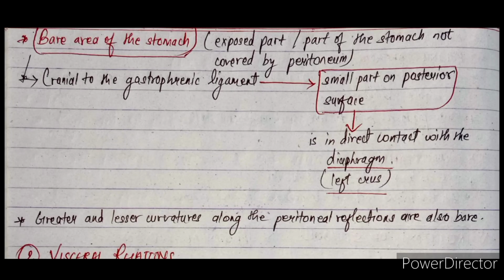Now we will study about the bare area of the stomach. So basically bare area means exposed part, that is part of the stomach which is not covered by the peritoneum. So cranial to the gastrophrenic ligament, small part on posterior surface is in direct contact with the left crus of the diaphragm, and this area is known as bare area of the stomach. And the greater and lesser curvatures along the peritoneal reflections are also bare.